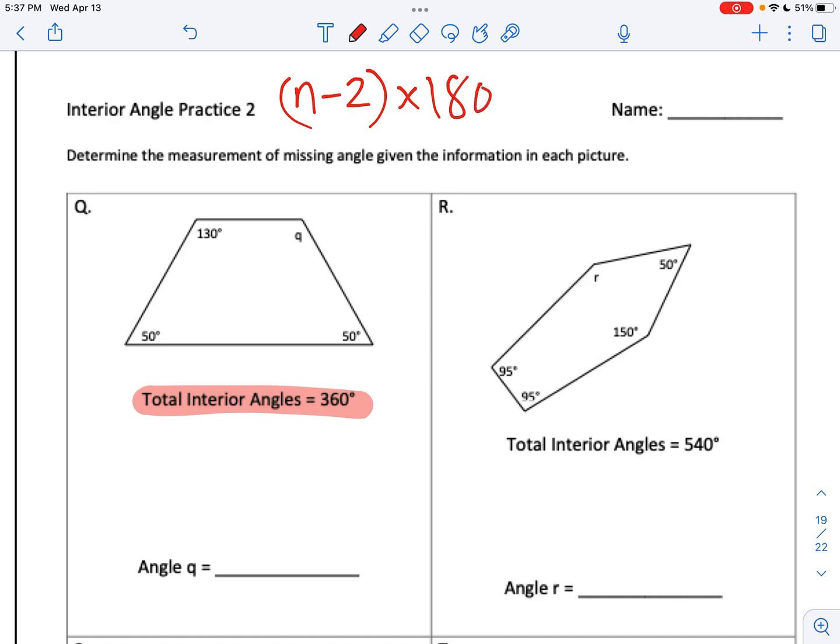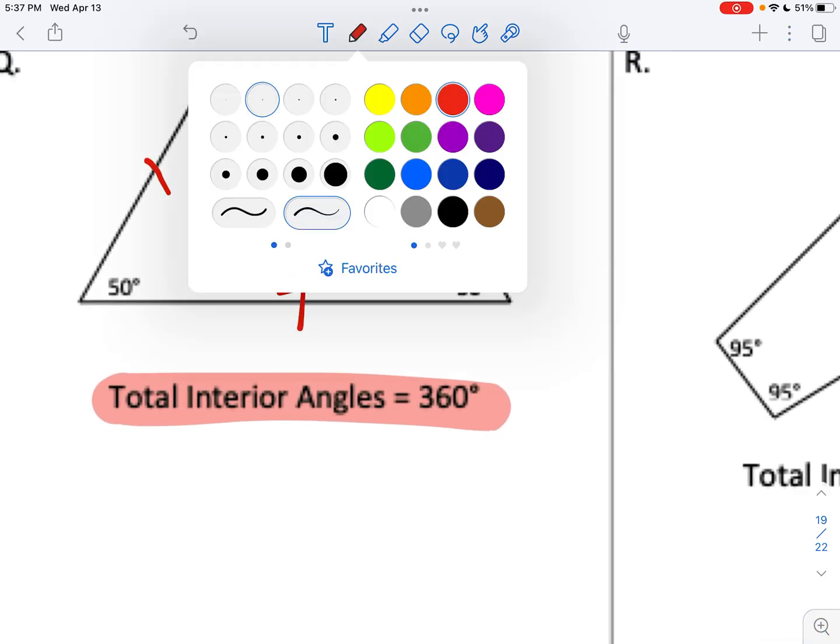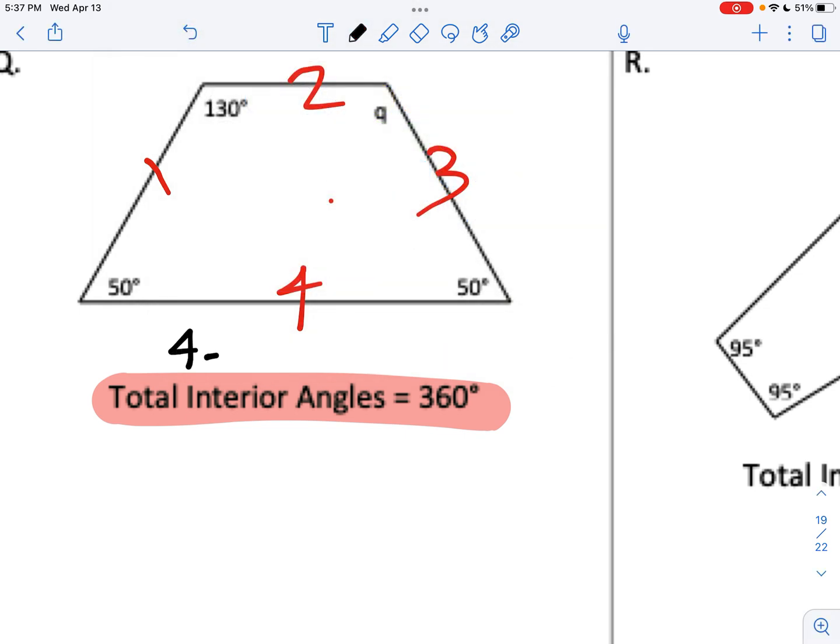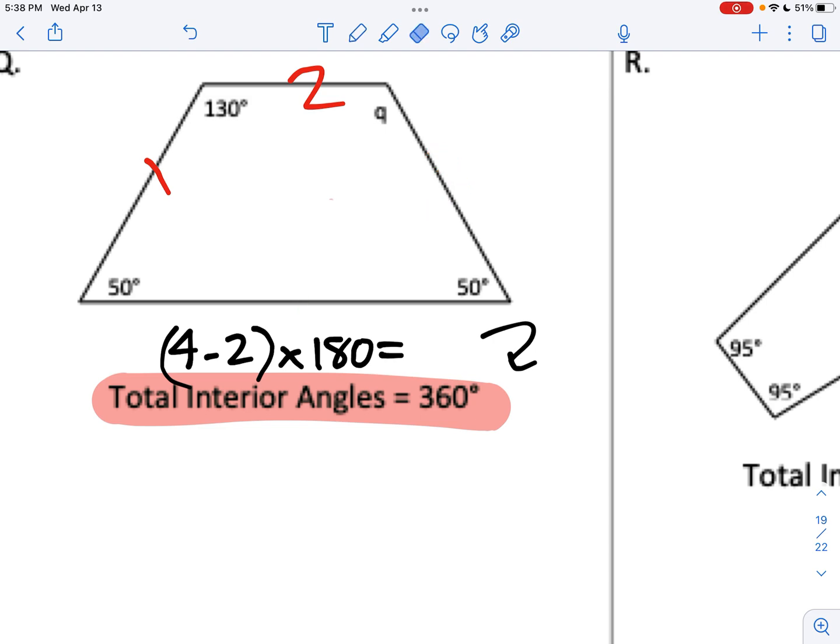Right? So this first one, 1, 2, 3, 4 sides. So for our formula, that's 4 minus 2 times 180. Put that in your calculator and see, is it really this or is it not? Right? Then, if the answer really is 360, by the way, I'm pretty sure that it is. 2 times 180 is 360.